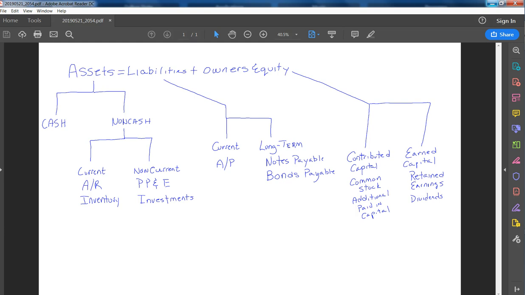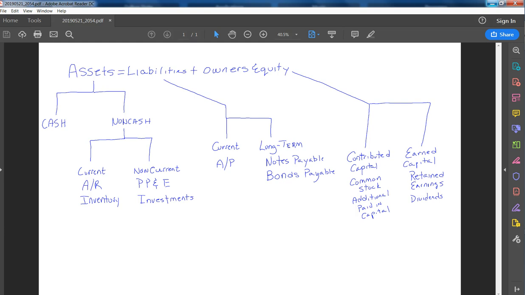So under assets, the way you could think about it is that there are cash assets and non-cash assets. Cash assets are pretty much your cash and cash equivalents. It's the top item on the balance sheet, the top line. Your non-cash assets are everything else below that. And you can divide them up into current assets and non-current assets. Again, current assets are those assets that are available within the year. Non-current assets are those that have a life longer than 1 year.